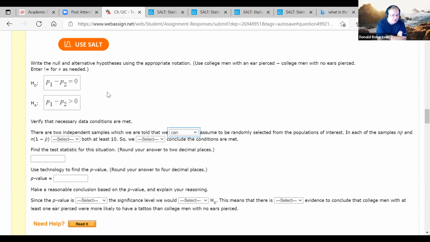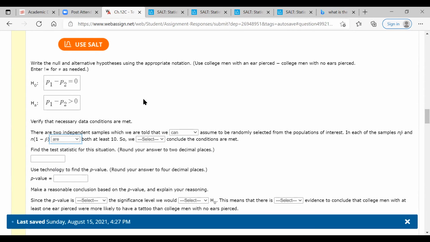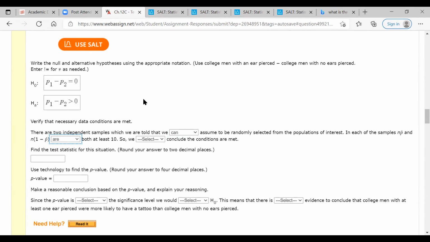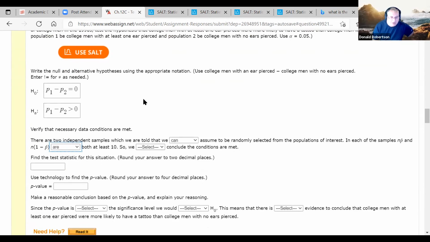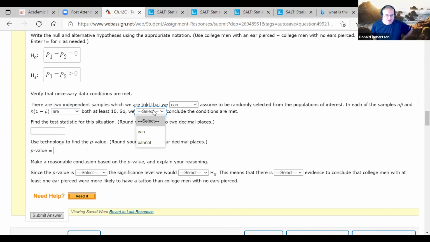So let's hit the select button and see what the choices are. There we go. And are both at least 10? Yeah, they are. So you're saying that out of 425 people, at least 10 of them do not have their ears pierced, and out of 140, 43. And we're also saying it the other way around, that at least 10 of them do have piercings as well. So we can conclude that the condition is met.